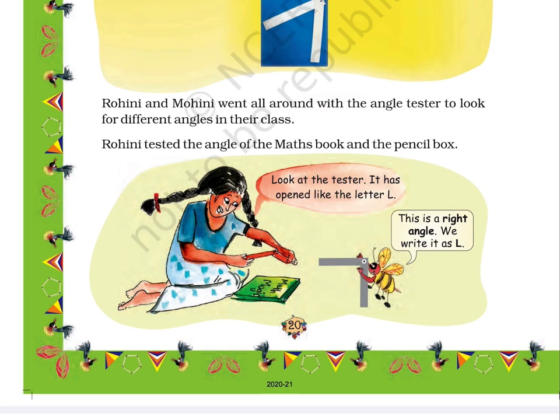Rohini tested the angle of the maths book and the pencil box. Rohini says, look at the tester. It has opened like the letter L. She is holding the divider in her hand in open position. We have a honey bee again in the picture replying to her. This is a right angle. We write it as L.